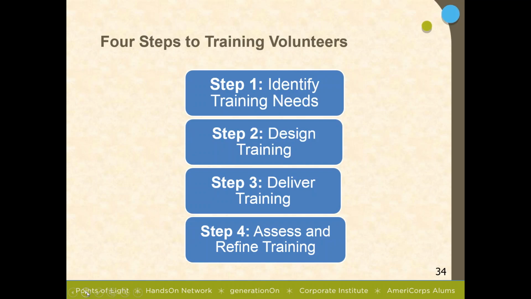Design the training so that it allows them to gain those knowledge and skills. Okay, so make it hands-on perhaps. Allow them to shadow someone. Deliver the training in an effective manner. And then assess and refine your training to make sure that it is meeting the needs, that it is allowing volunteers to gain the knowledge and skills that they need to be successful. If we continually follow these 4 steps as we train volunteers, we will be successful and avoid those pitfalls. So orientation and training are key to making sure that we retain and prepare volunteers for success in our organization.